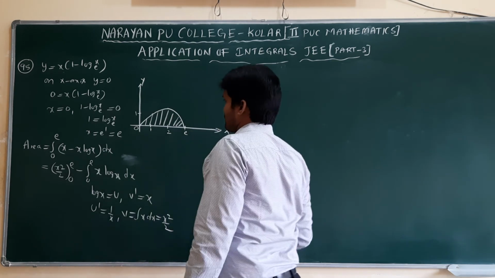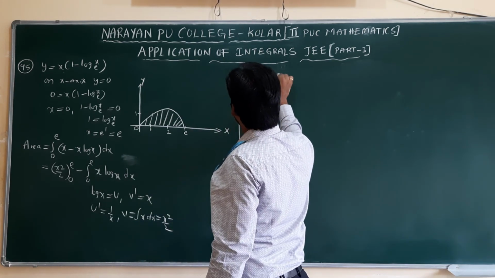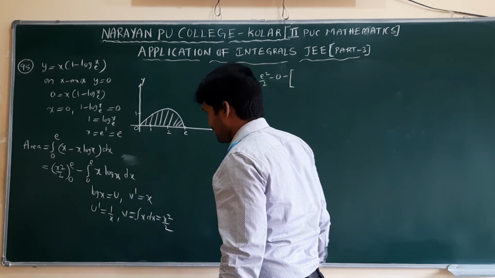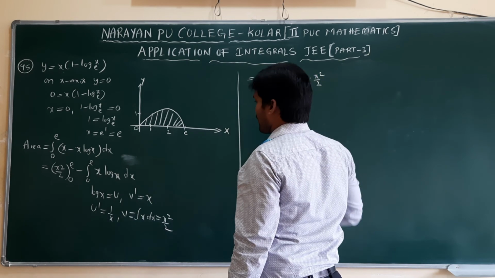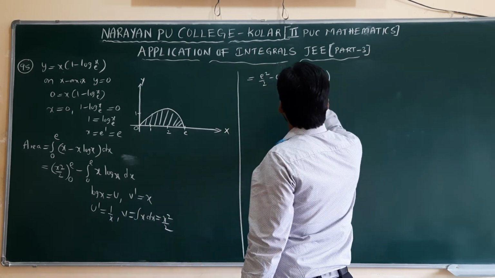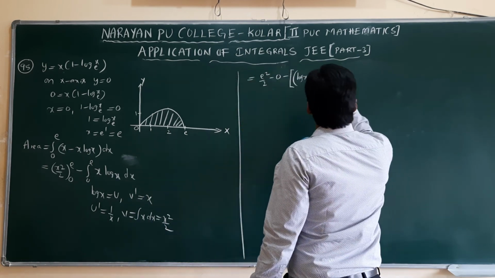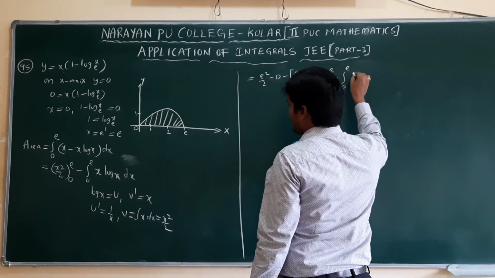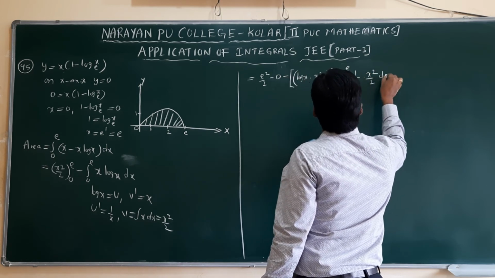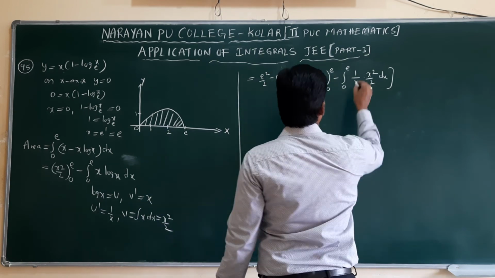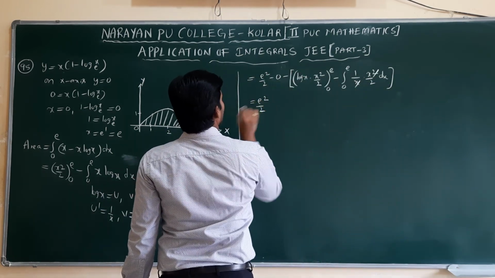Now from this, first value substitute limit, means what you will get? e square by 2, for lower limit 0, minus of u into v. u is log x, v is x square by 2, for these limits from 0 to e, minus of integral 0 to e, u dash is 1 by x, v is x square by 2. One x value gets cancelled. e square by 2.